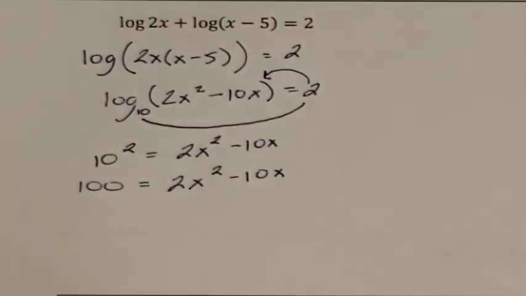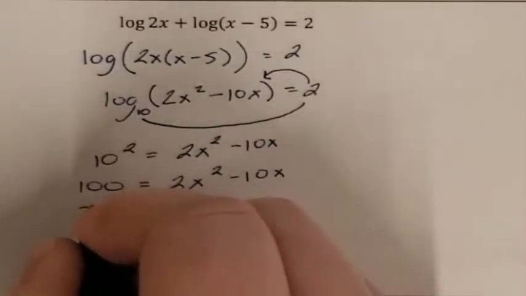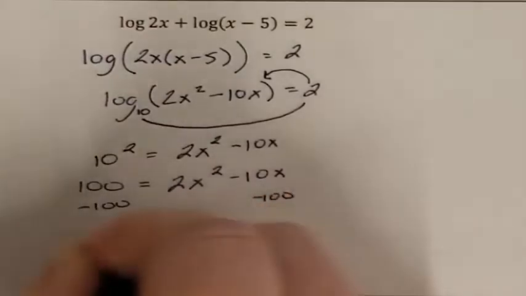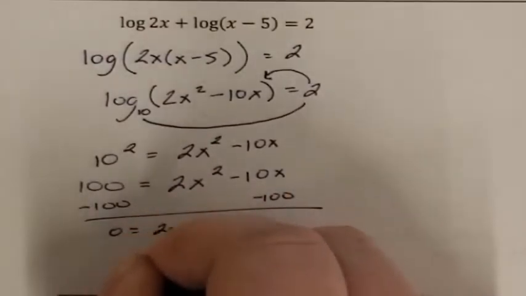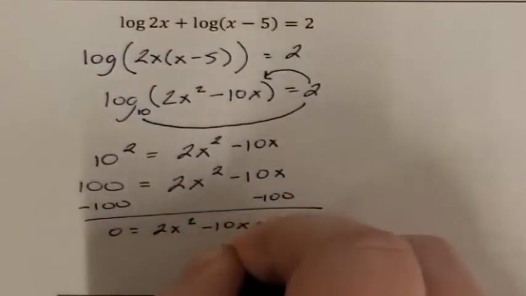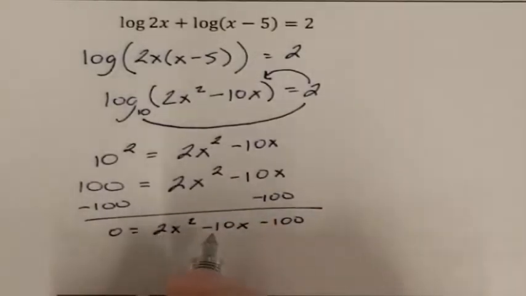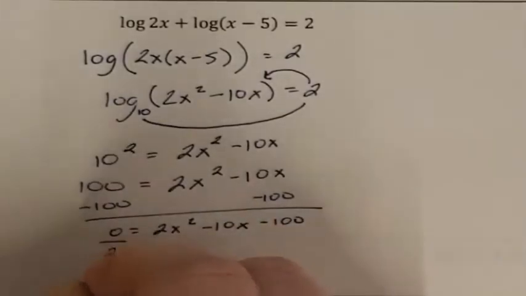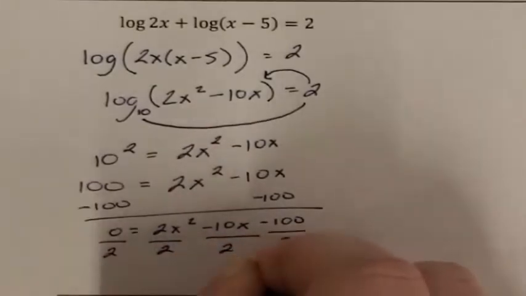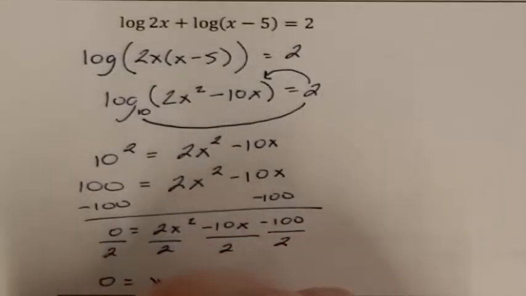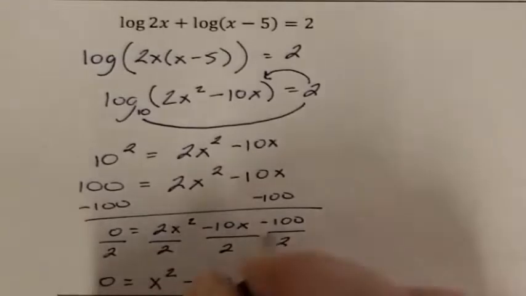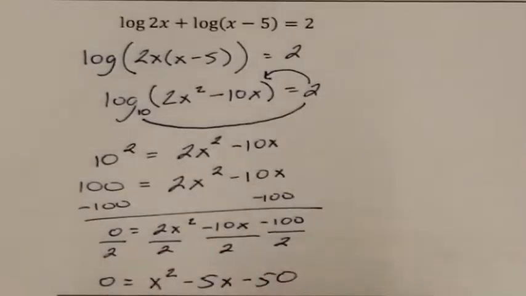It looks like I'm going to be solving by factoring, which means I need to make this equal 0. So we're going to move the 100 to the other side. So 0 equaling 2x squared minus 10x minus 100. Everybody can be divided by 2, so we're going to divide everybody by 2. So I have 0 equaling x squared minus 5x minus 50. So now that I have this, I can solve by factoring.